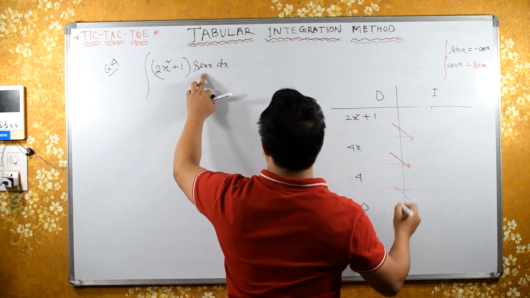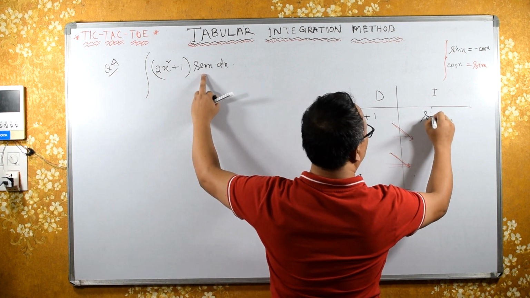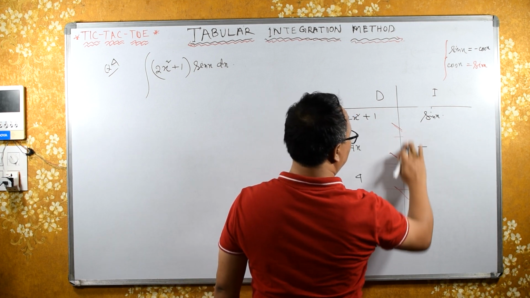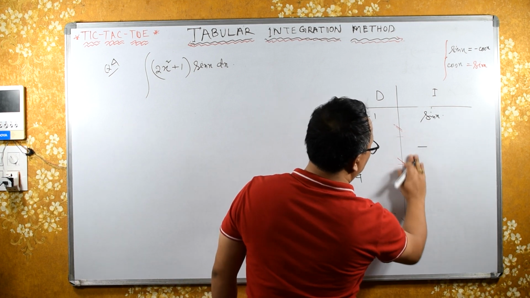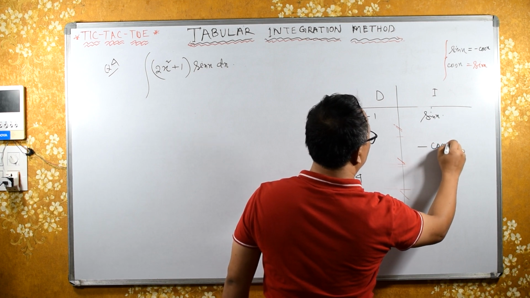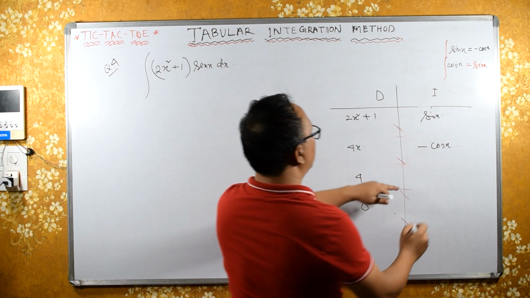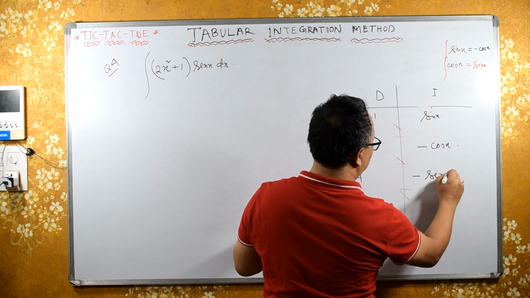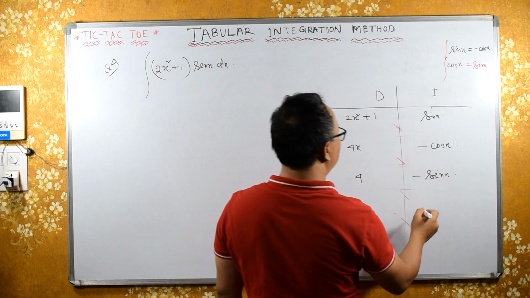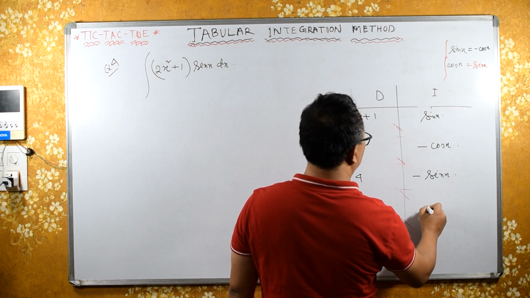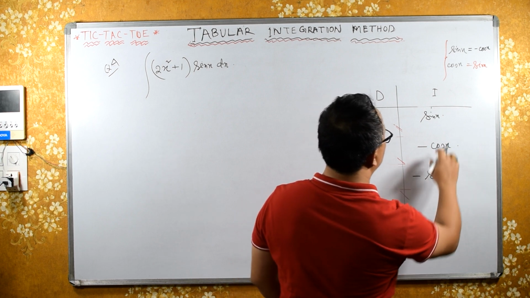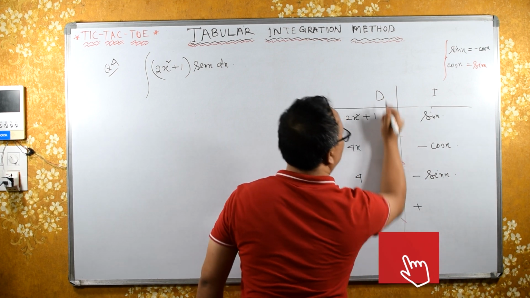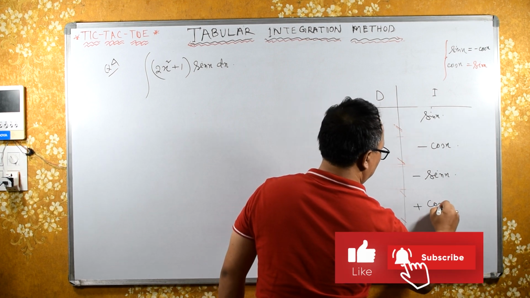Now here sin x. Integration of sin x is what? We have minus cos x. Integration of cos is what? Sin x, so minus will come here, sin x. Again integration of sin x is minus cos x, so minus plus cos x.